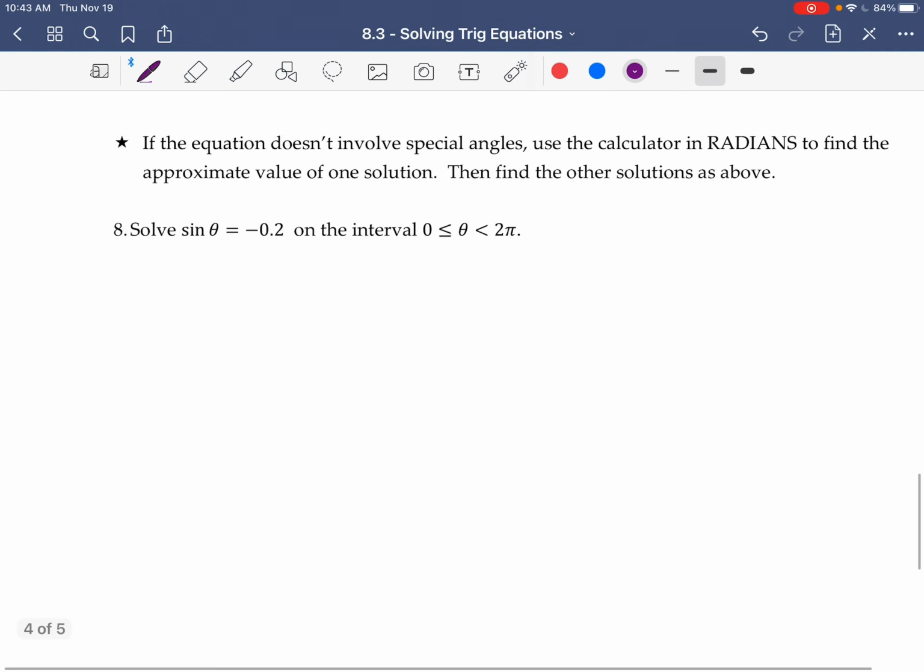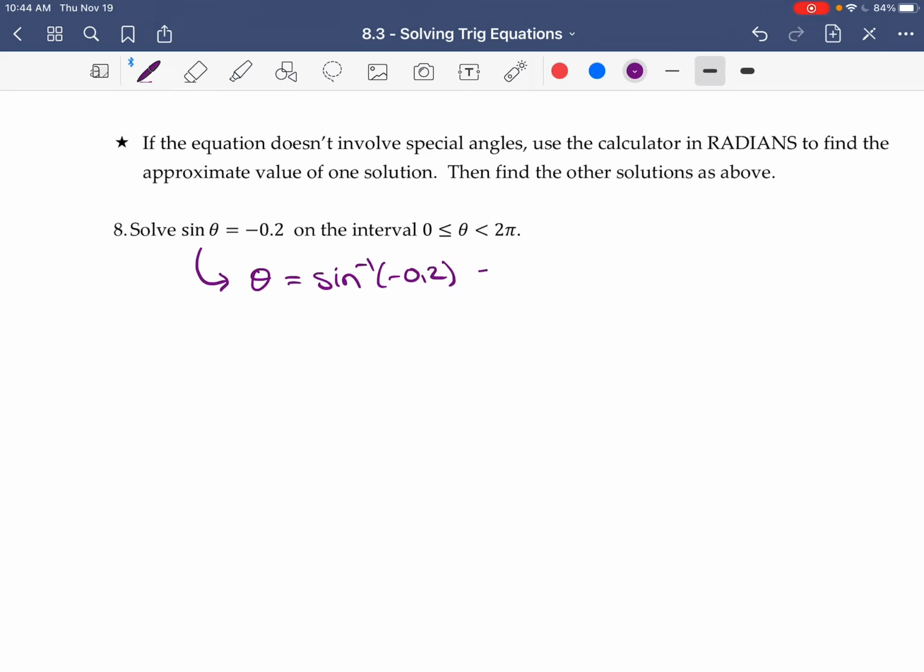So down here, this one is different because it's not a nice angle. Sine of theta being negative 0.2, so 0.2 is 1 over 5. This is not one of the ones that we've dealt with a lot, so this is probably not a nice angle. So we could just find theta is sine inverse of negative 0.2. And if I'm in radian mode, that gives me negative 2.01 radians. Now, if you're in degree mode, let's just check.